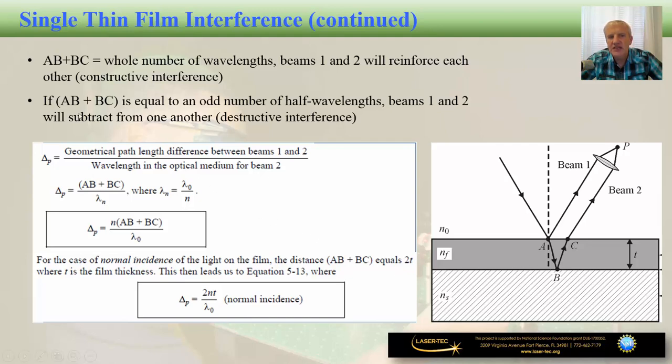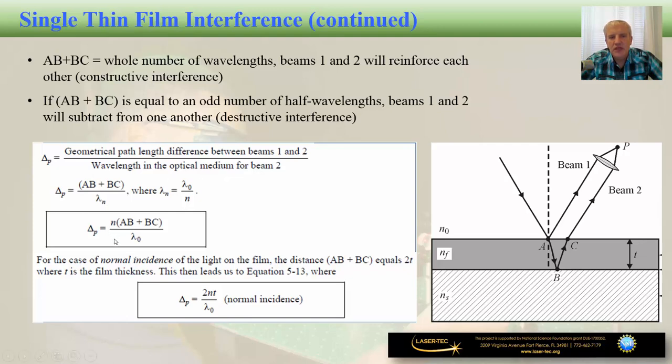If on the other side AB plus BC is equal to an odd number of half wavelengths, in such a case beams 1 and 2 will be subtracting from one another, or we will be observing so-called destructive interference. There's math here. We are looking at the delta sub P that represents this difference in phase, which can be calculated as the geometrical path length difference between beams 1 and 2 divided by the wavelength of the light in the optical medium for beam 2, or the thin film.